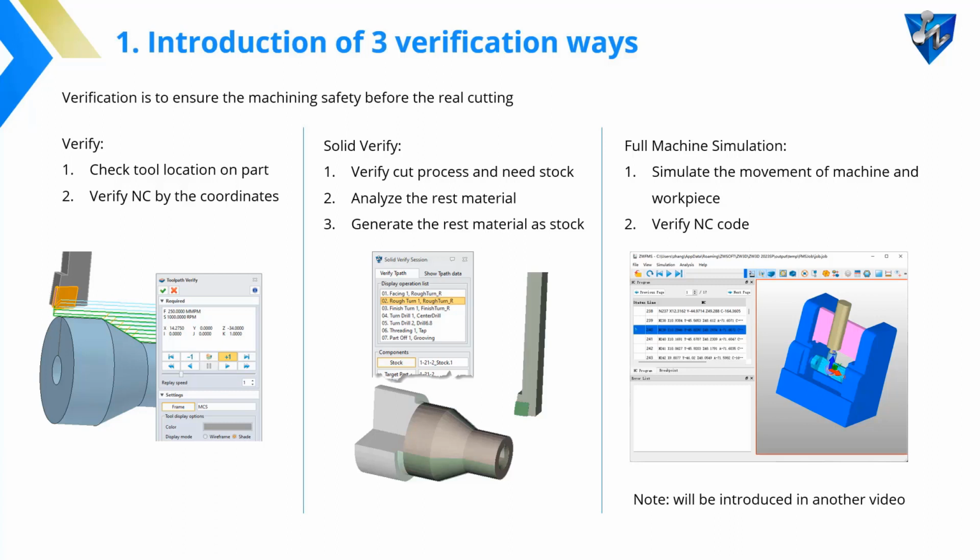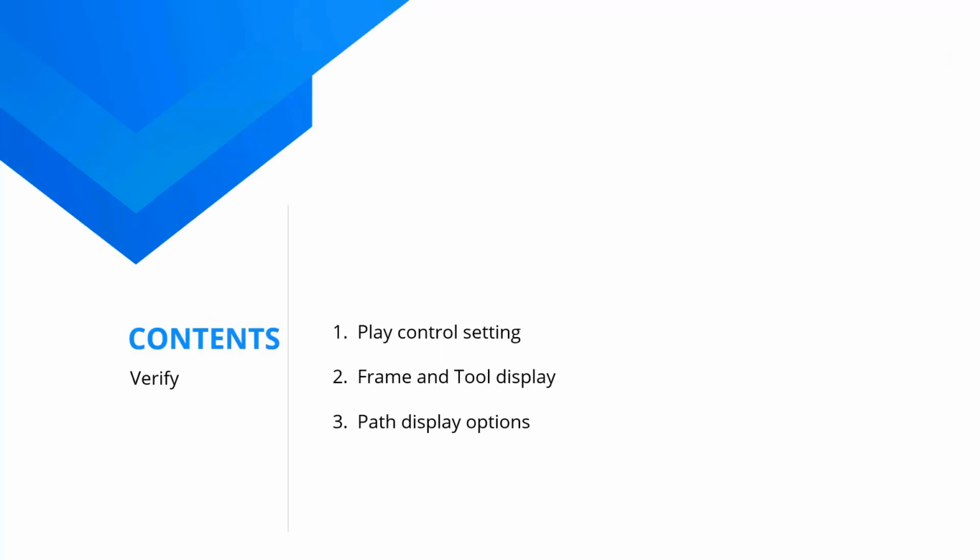But for the complicated case, especially for more than 3 axes, like 5 axis, it is better that we do the full machine simulation. We build the machine structure and simulate the movement of machine and workpiece to check whether there is any safety risk. Full machine simulation is used for verifying the NC code. In this video, we will just introduce the first 2 ways, and the full machine simulation will be introduced in another video. Let's check the verify first.